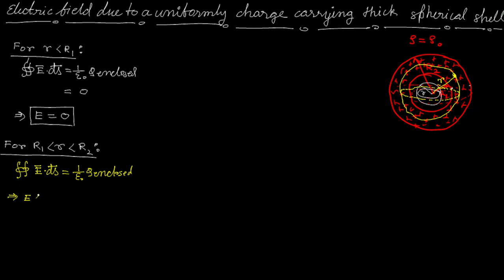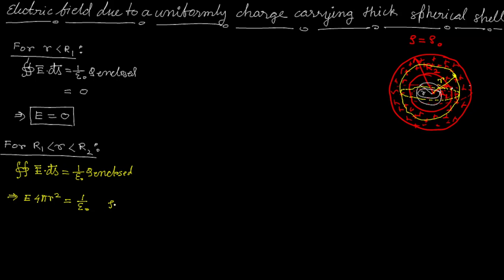Then E dot dS we can write as E into 4 pi r square, because the charge has spherical symmetry. So over the surface, the magnitude of the electric field will be the same everywhere, and it will be along the direction of the area. So it will be E into 4 pi r square, and then 1 by epsilon naught times the enclosed charge. Now we have some finite amount of charge distribution within this volume, so we have to calculate the enclosed charge.